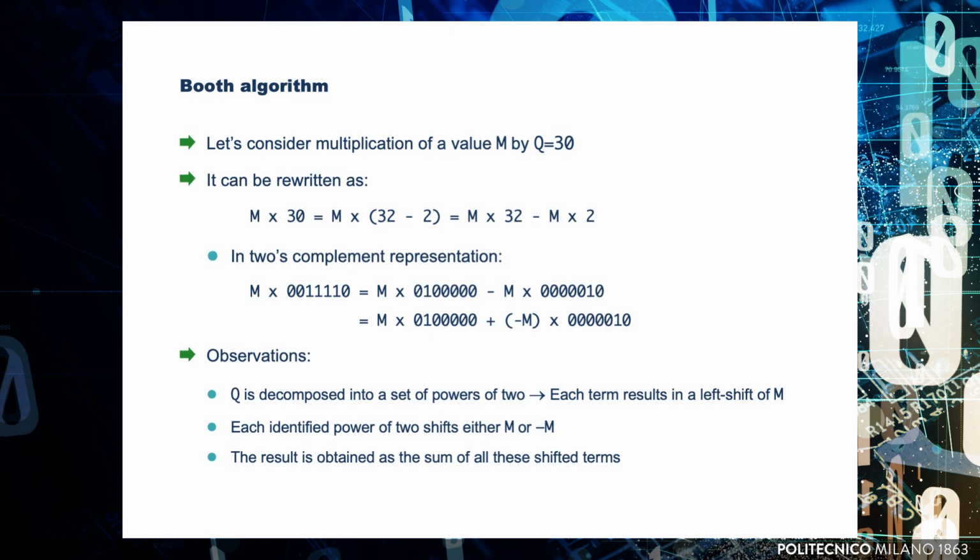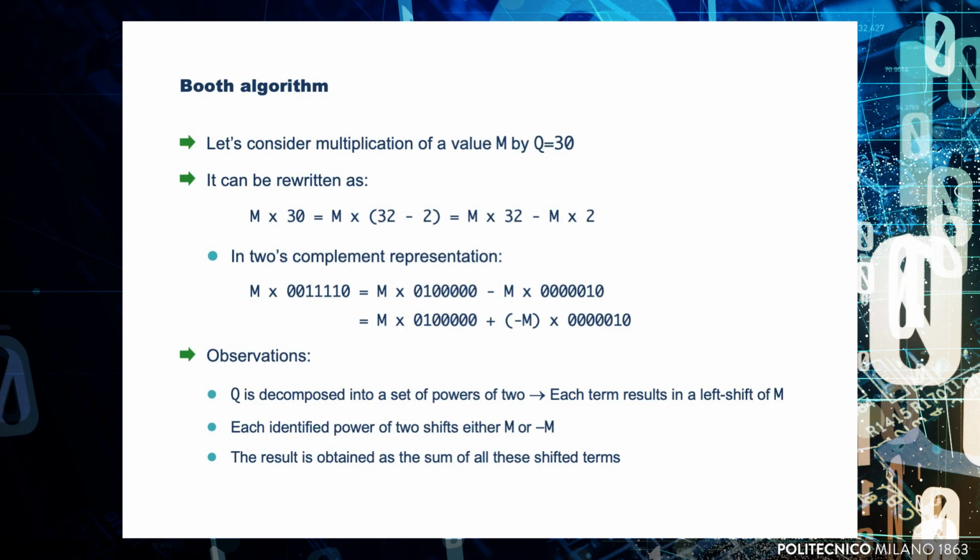Another technique used to perform multiplication of numbers in 2's complement is the Booth method. We introduce the method by considering an example where we multiply a value m by q, which is equal to 30. As shown in the first equation, we can rewrite 30 as 32 minus 2. In this way, we obtain a sum of terms, each of which is a power of 2, possibly with a negative sign. At this point, we can apply the distributive property.